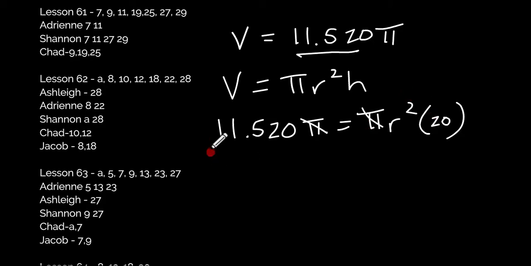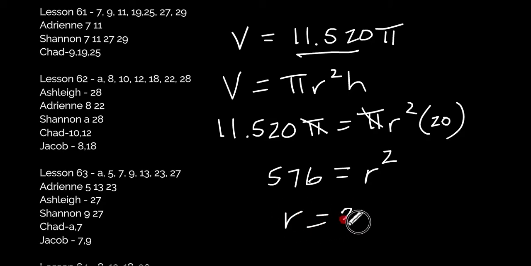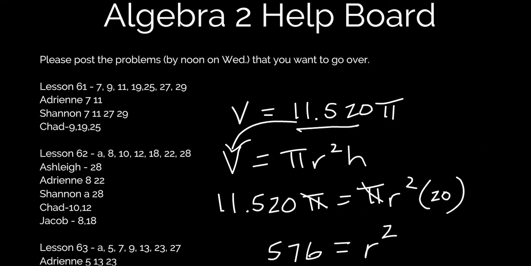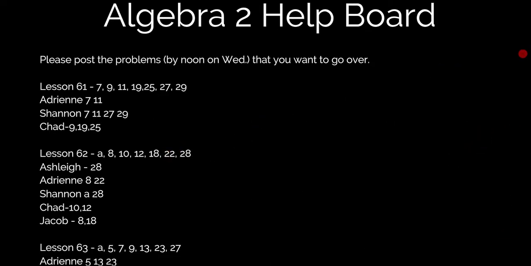If we divide both sides by 20, we're going to get 576 equals r squared. Take the square root of it. You don't need the plus or minus because it's a radius, which is a distance. So the radius is going to end up being 24 inches. This happens fairly frequently where they give you the volume part. So just plug it into the right place, and then everything else is solvable. All right, so that was number 12.